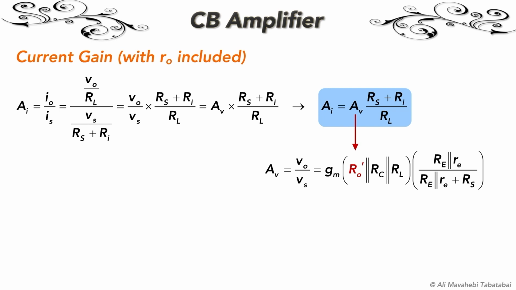Unlike the common emitter amplifier, the current and voltage gains of the common base amplifier don't have a negative sign. This means that the output current and voltage of a common base amplifier are in phase with the input current and voltage. Common base amplifiers are useful when the input signal is a current. They are used in cascode configuration. You will get familiar with cascode configuration in future videos.